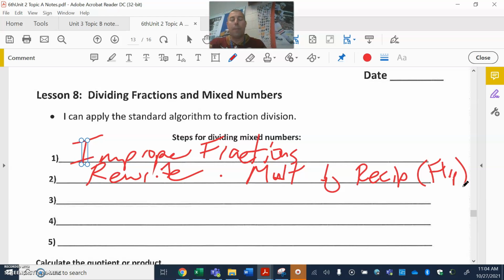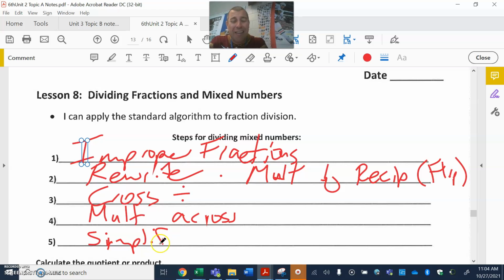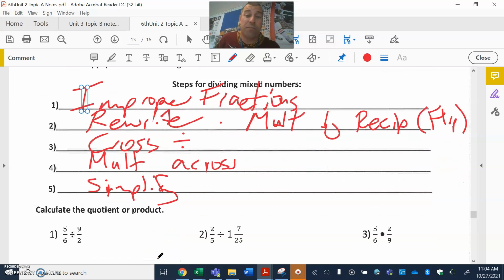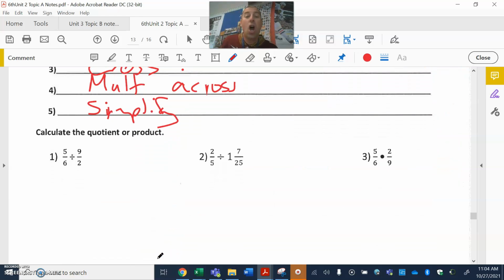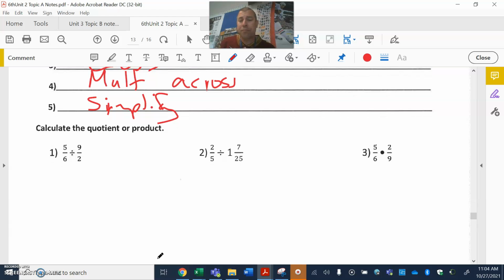All right? We're still looking for cross division. We're still going to multiply across. And we're always going to check for simplifying at the end. Now, there shouldn't be a lot of that. If you're doing your cross division, you won't come across a lot of simplifying at the end. And that's one of the benefits of doing the cross division. Okay, so let's go to question number 2 here.